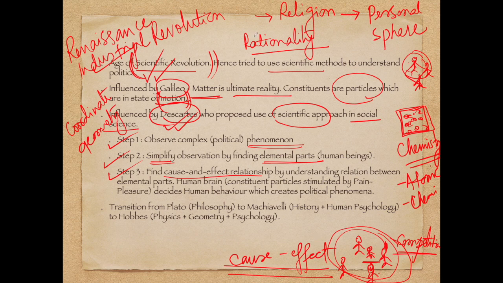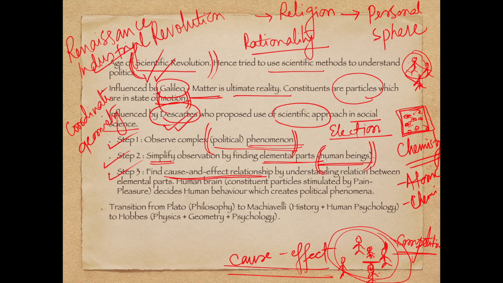Okay, now what Hobbes did was, he tried to follow this Descartes approach in social sciences. Now let's say the phenomenon, in this case it would be a political phenomenon. In a political phenomenon, the elemental parts are human beings. Just like I told you that in a cricket match, the elemental parts are the cricketers. So let's say we talk about elections. In an election, the elemental parts are human beings. Now what is the cause and effect relationship? Okay, so you have to boil down the cause and effect relationship to the least common denominator.